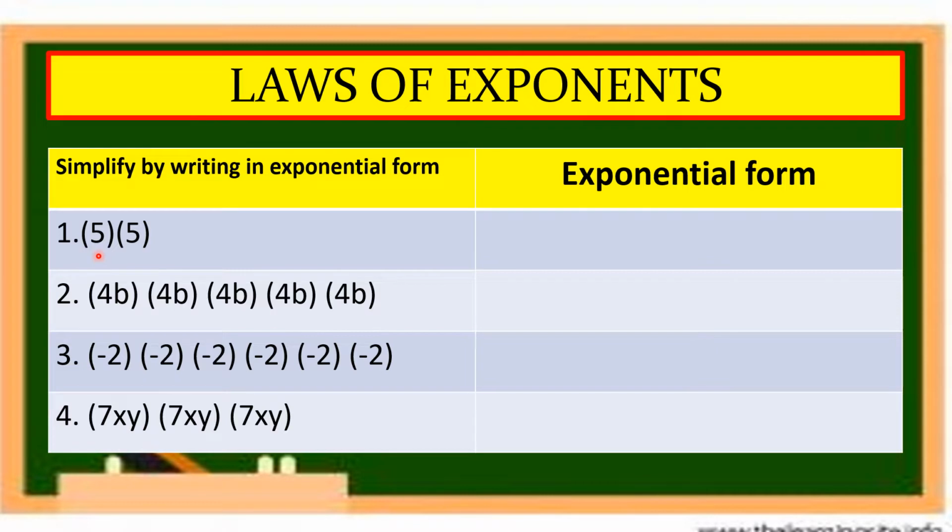For the laws of exponents, simplify by writing in exponential form. Number 1. If we use a parenthesis, it means we are multiplying. So this is 5 times 5. We need to write this one in exponential form, and that is equal to 5 squared. We are in number 2. 4b times 4b times 4b times 4b times 4b. 1, 2, 3, 4, 5. That is the quantity of 4b raised to the 5th power.